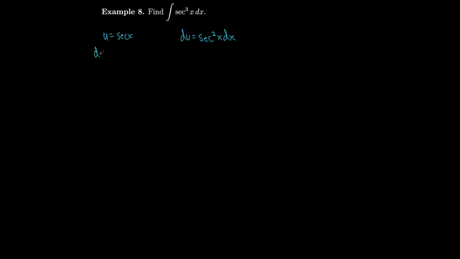So now we can say that du is equal to secant tangent dx when we take the derivative, and v is equal to tangent, because the integral of secant squared is tangent. So now our integral of secant cubed is equal to secant tangent, because it's u times v, minus the integral of v du, so that's the integral of secant times tangent squared.